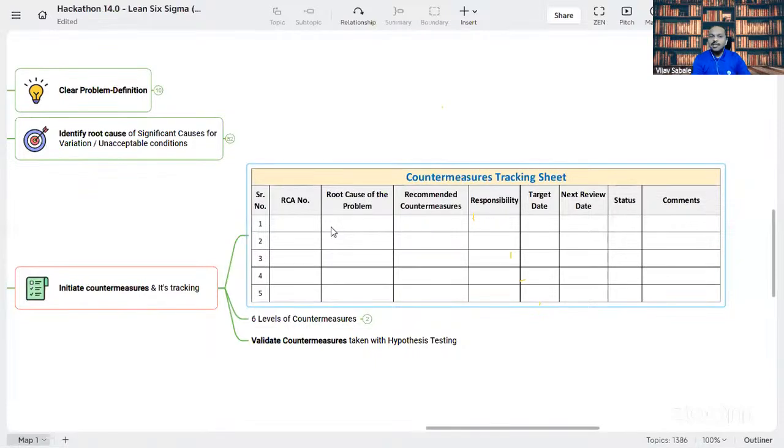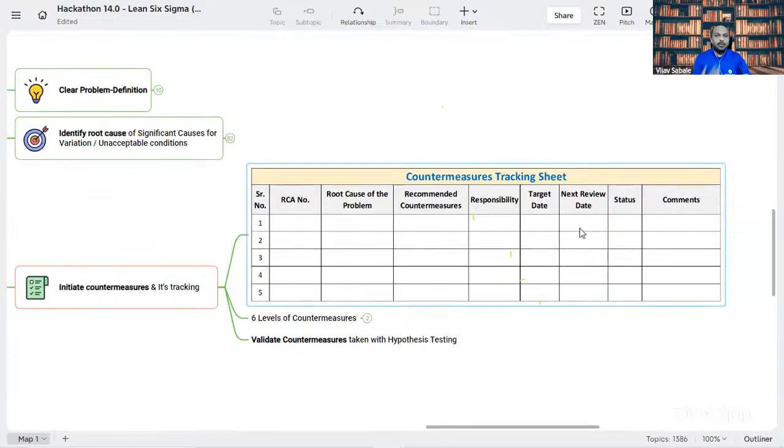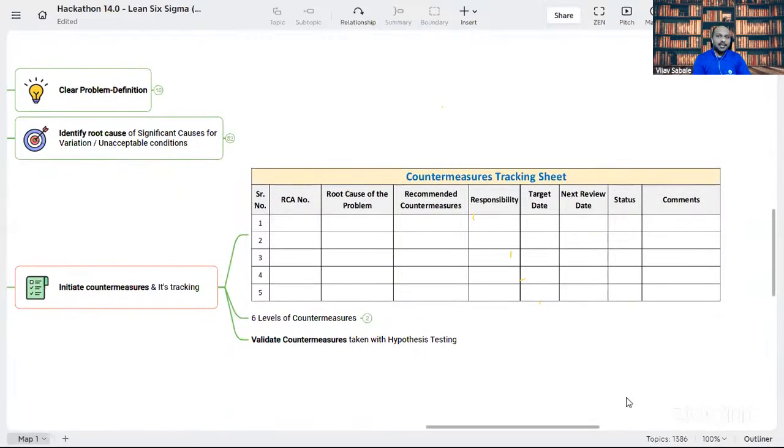What was the root cause analysis number? What was the root cause we have identified? What is the countermeasure that the team has decided? Who is responsible for it? What is the target date? And before that, when are we going to plan the first review, the status, and what is the comment, right? So we need to create this countermeasure tracking sheet. Is it clear?